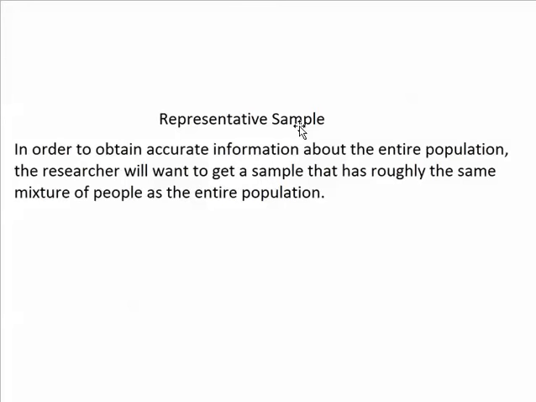In order to reach an accurate conclusion about a population, you want to collect data from a representative sample. A representative sample is a sample that has the same mixture of people as the entire population. So if the mixture of people in the sample is the same as the mixture of people in the entire population, then the sample is representative.